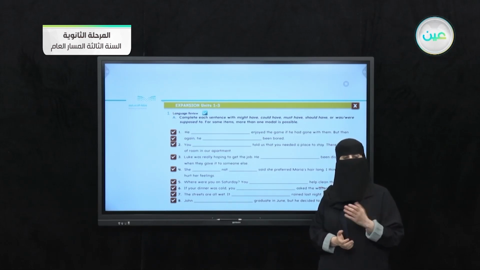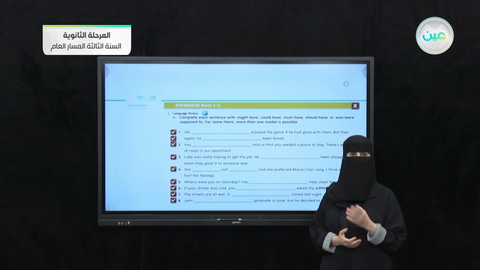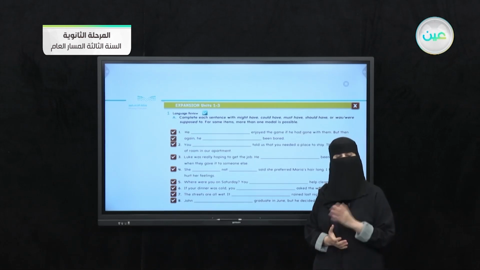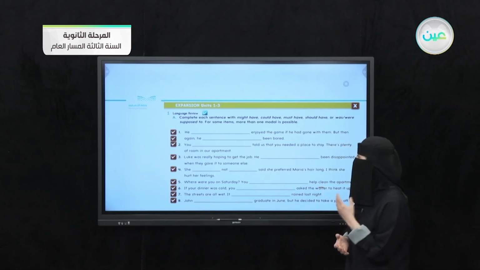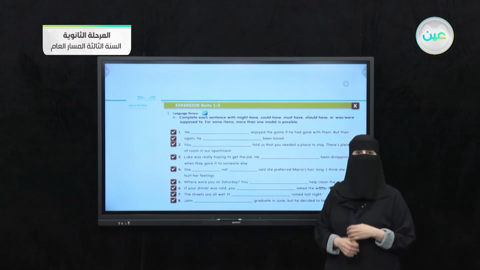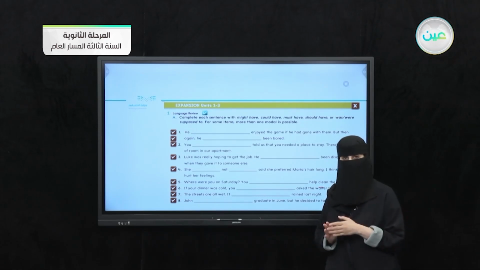I want to remind you about the structure of it and how I can use it with these sentences, to fill the space inside the sentence. So past modals such as might have, may have, should have, must have, and were or was supposed to are used in the past. So the structure of it is past modal plus past participle.